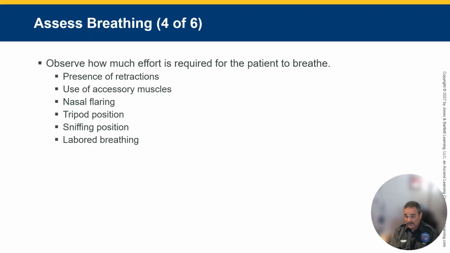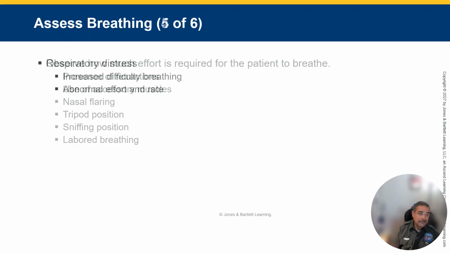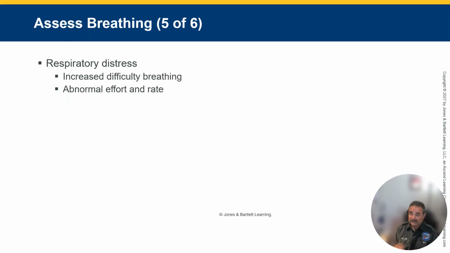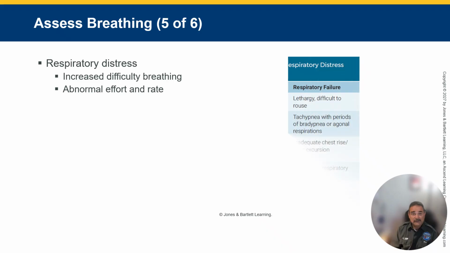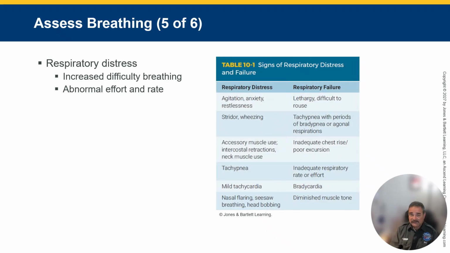Noise. I don't like noises, but if I hear noises, I know what to do. It gives me an idea of what's going on with my patient. Respiratory distress. We have distress, we have failure, okay? Distress is hallmarked by increased difficulty breathing, and an abnormal effort and rate. And sometimes we hear stuff, okay? Either way, it's abnormal. It's not right. All right, so there's your diagram 10-1.